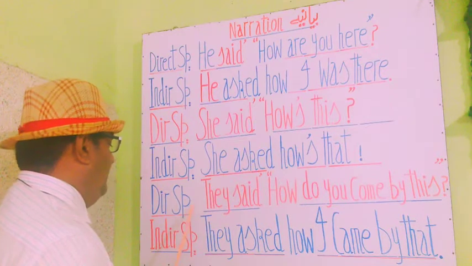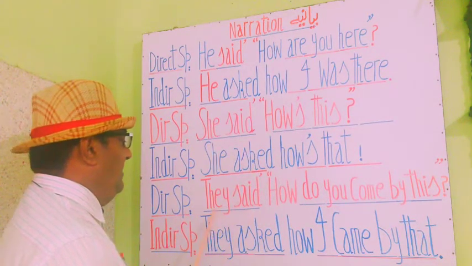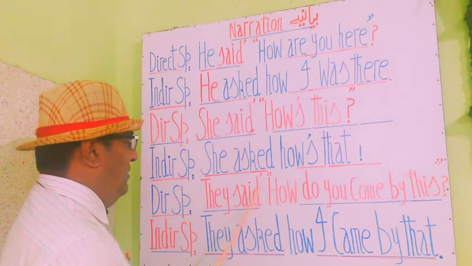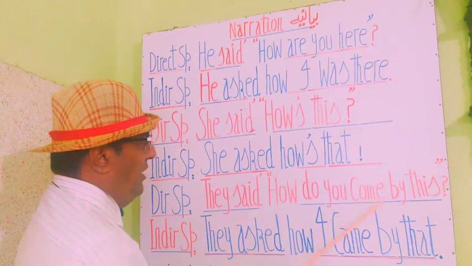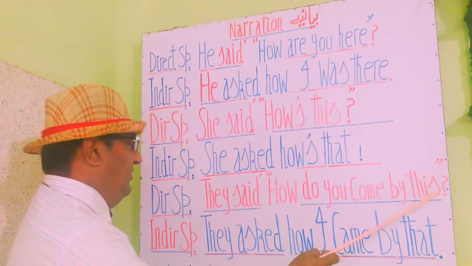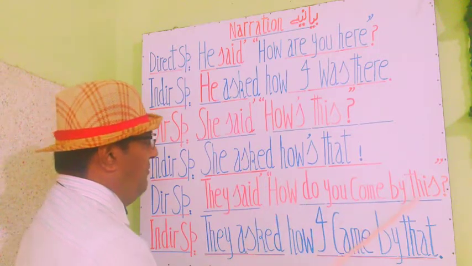Let's see the next statement. You see, direct speech is, they said, comma, inverted commas start, how do you come by this? Commas close, interrogative sign. They said, unhone pucha, how do you come by this?